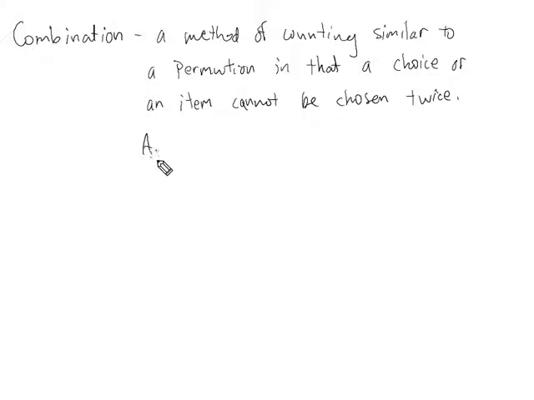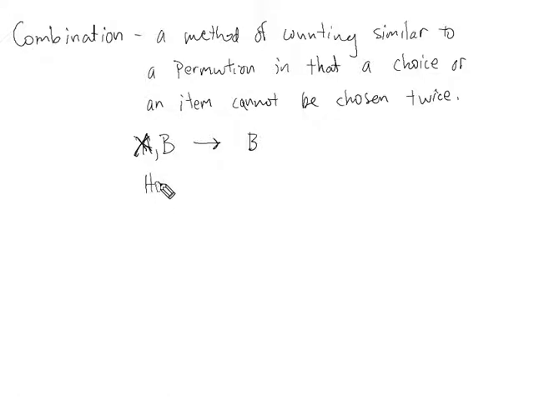we did an example on permutations where we chose either an A or a B. So if we chose an A, then the only remaining option that we would have if we were going to make a second choice would be B. We couldn't choose A again. Okay, so that's similar to a combination. They have that in common.